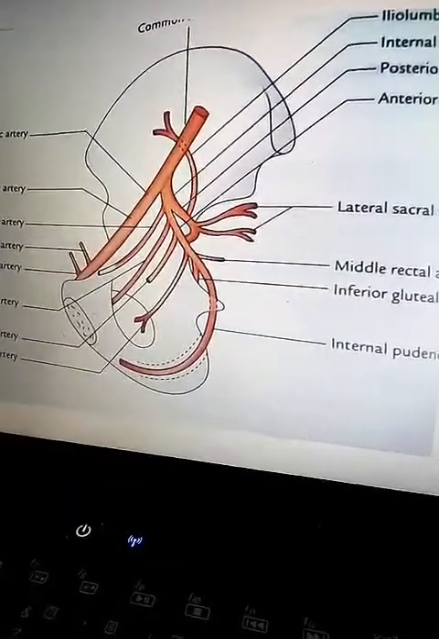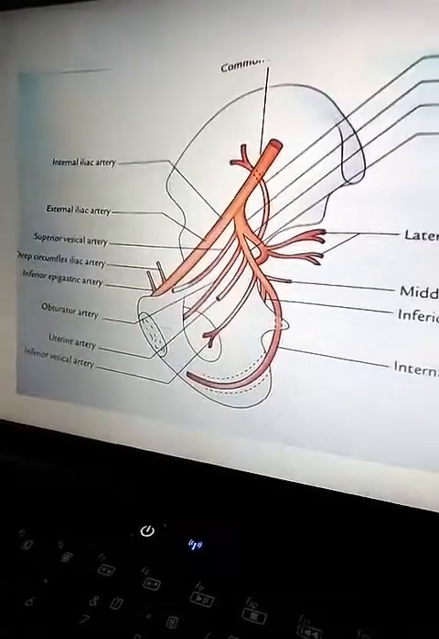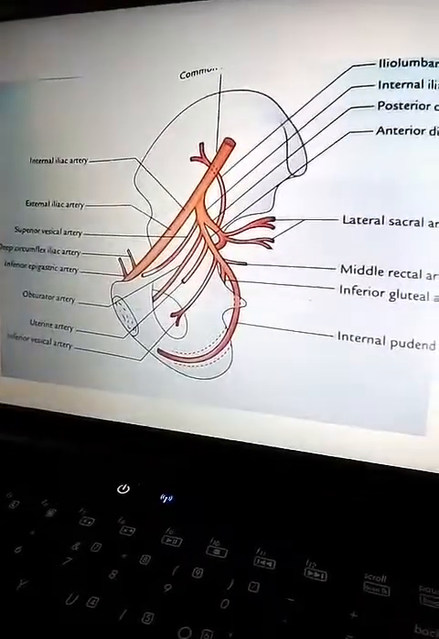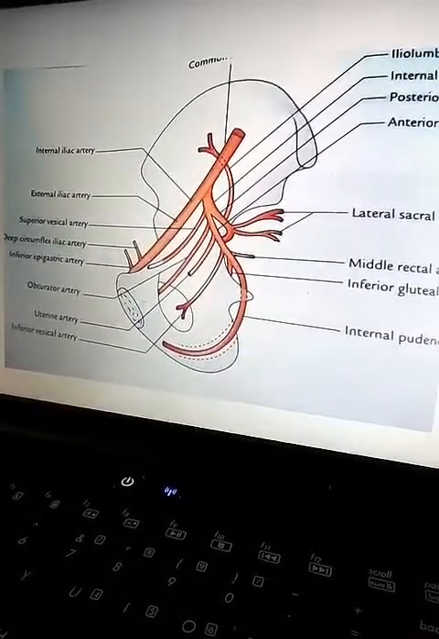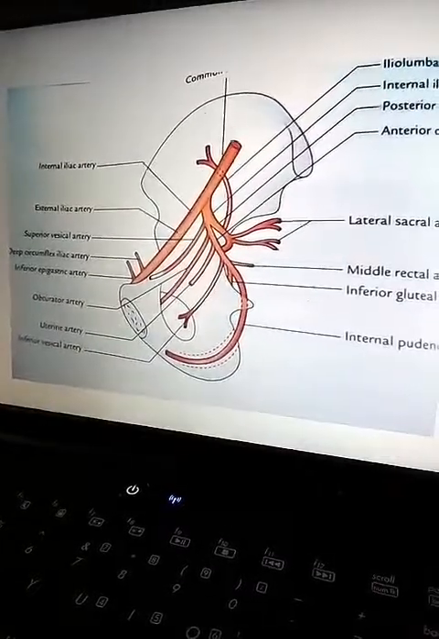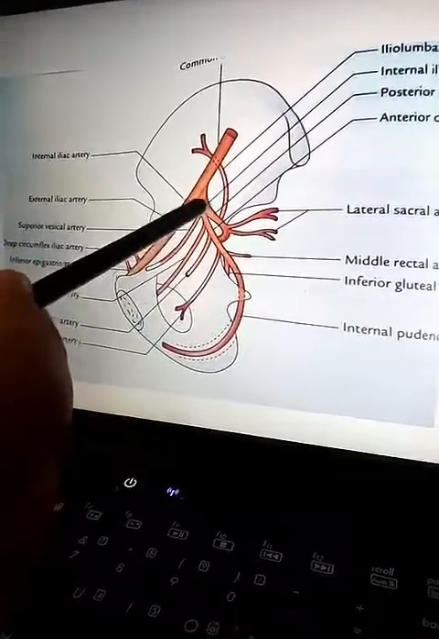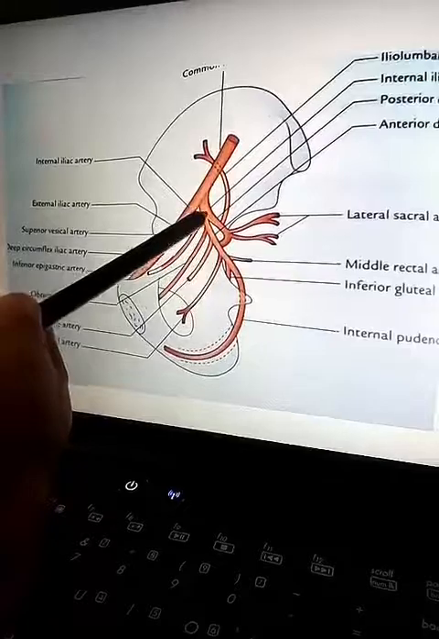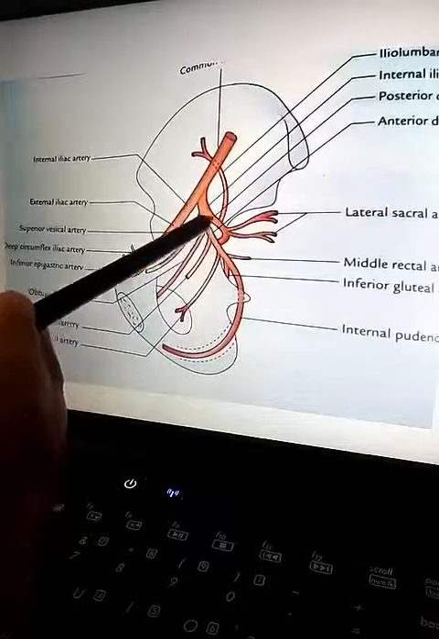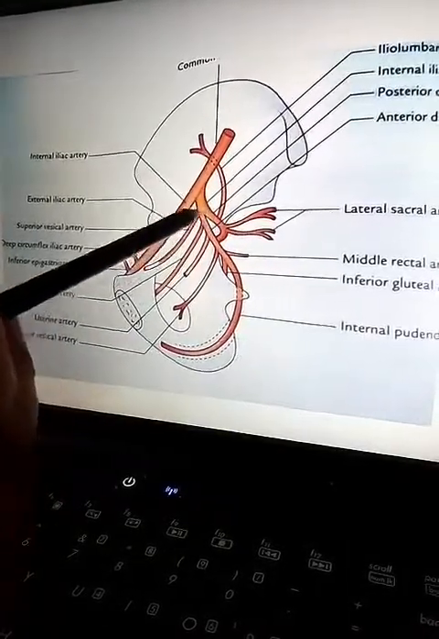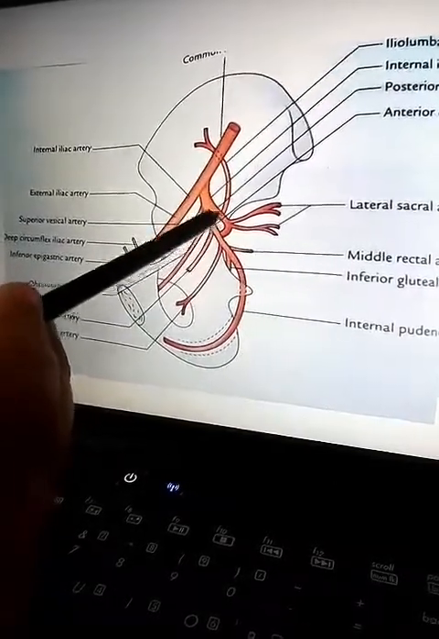Now, vessels of the pelvis. The vessels of the pelvis are superior rectal artery, internal iliac artery, median sacral artery and ovarian artery. We will discuss the internal iliac artery. It is a smaller terminal branch of the common iliac artery. It passes downwards in the pelvis to the upper margin of the greater sciatic foramen, where it divides into anterior and posterior divisions.